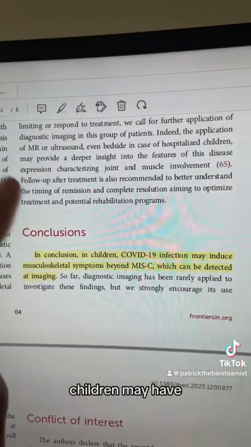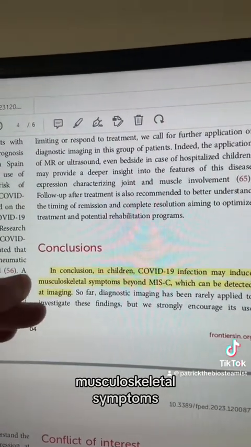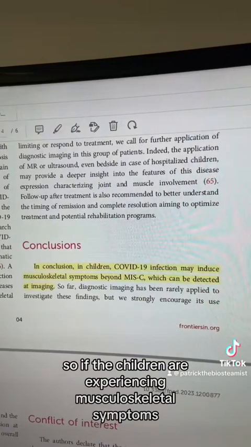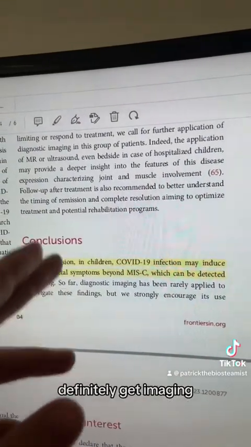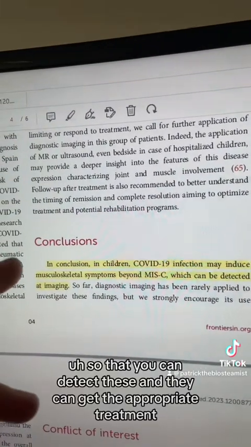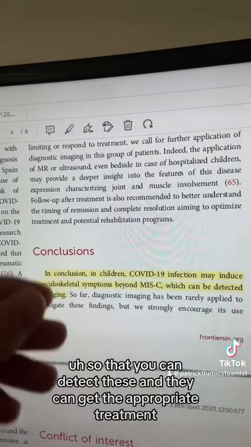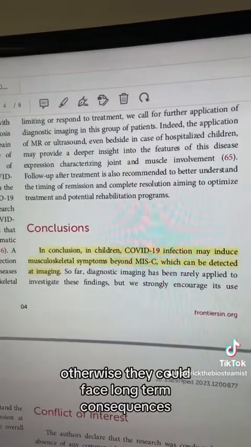So in conclusion, children may have musculoskeletal symptoms. If children are experiencing musculoskeletal symptoms, definitely get imaging so that you can detect these and they can get the appropriate treatment. Otherwise, they could face long-term consequences.